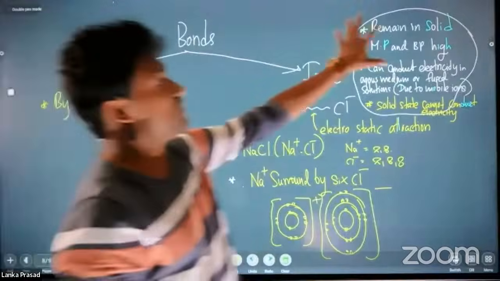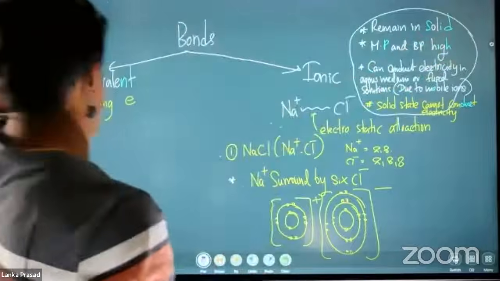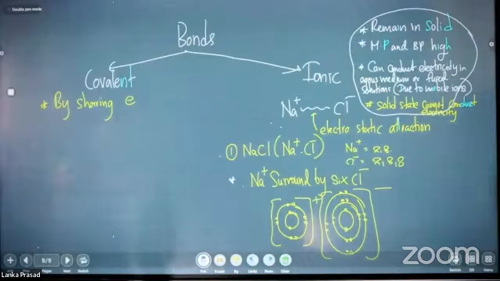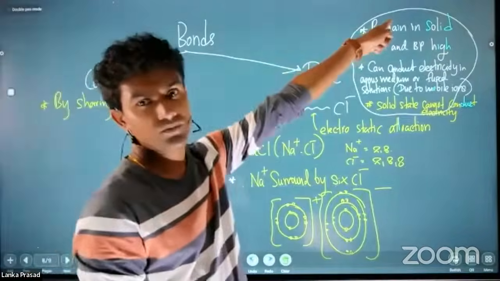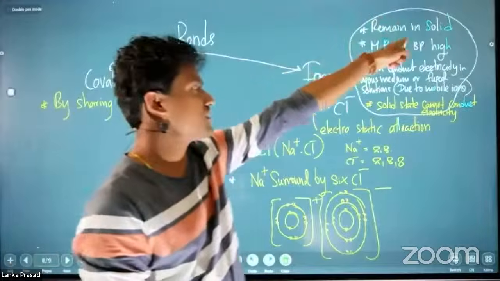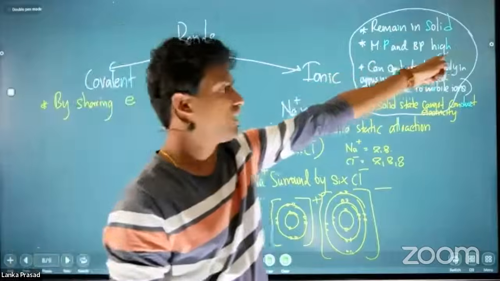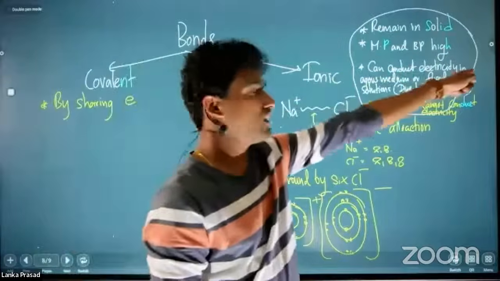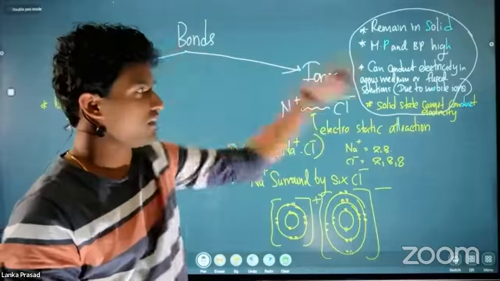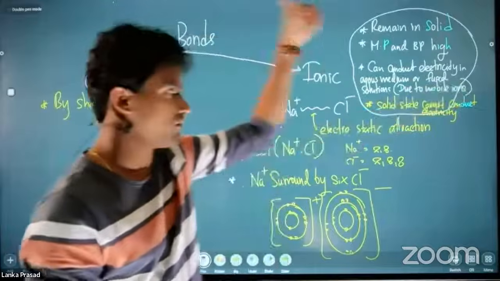Those are the features of ionic compounds. The opposite features belong to the covalent compounds. So what are the opposite features remaining? Liquid and gas states. Melting and boiling points very low. Can conduct electricity, cannot conduct electricity. Why? Due to unavailable mobile ions.